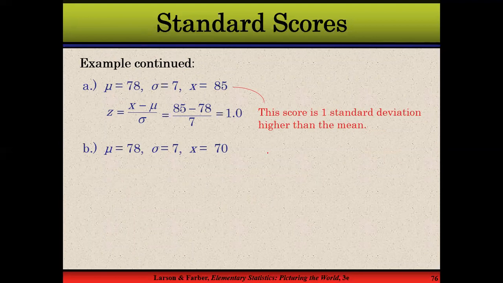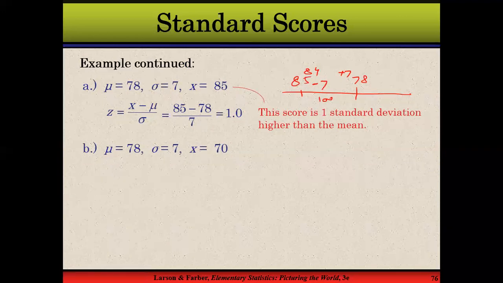Now, what is this 1.0? This means that 85 is exactly how much away from the mean? The mean is 78. It is exactly one standard deviation away from the mean. And you can confirm that. How can you confirm that? We have a standard deviation of 7 points. So if you add 7 to your mean value, that shows you around 85. Or the other way, you can deduct 7 from 85, and you would get around 78.